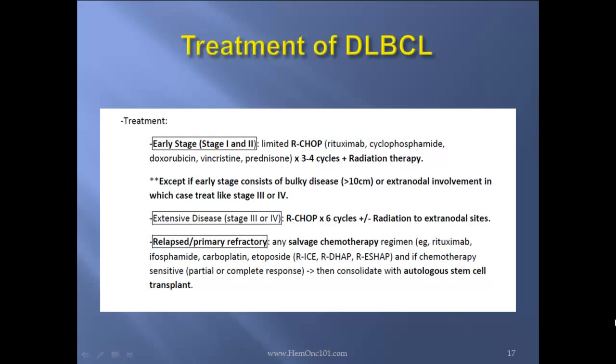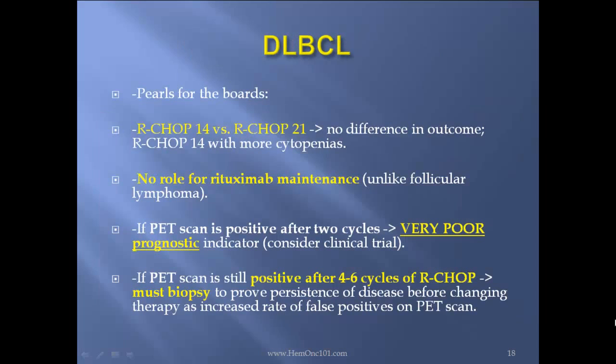If it's relapsed or primary refractory, any salvage chemotherapy regimen, such as RICE, or DHAP, or ESHAP, and if chemotherapy sensitive, complete or partial response, then consolidate with autologous stem cell transplant.